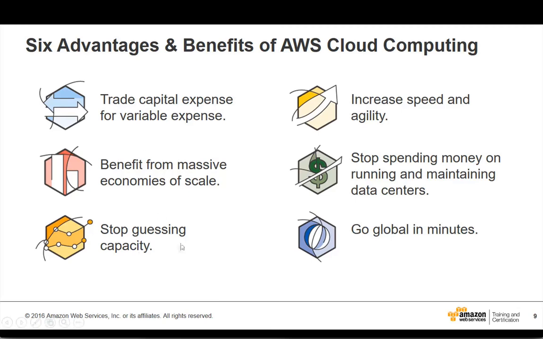I've talked about guessing capacity. This is another one: going global in minutes. So think very small fry at this stage. You just want to launch a little website. You can do that in Virginia or wherever you're based, and then say, I'd like to do this in Singapore, or I'd like to do this in Australia. You can then launch a clone of your application and put it the other side of the planet, and you can do that in minutes.